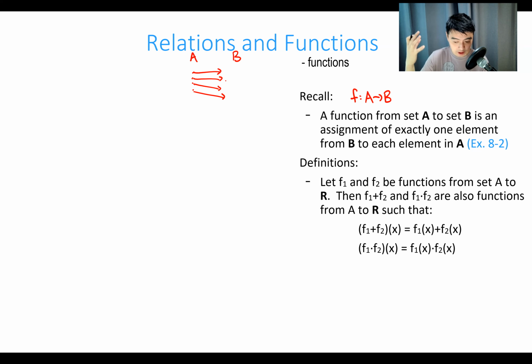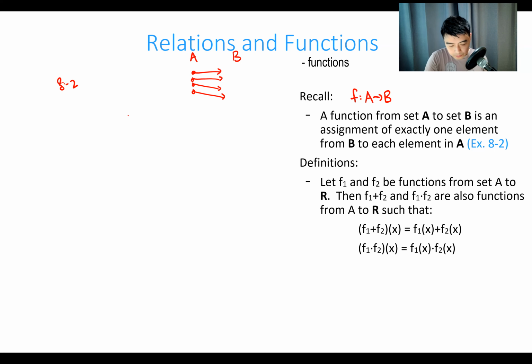Now, of course, the objects in B can be used multiple times, but what you're going to see on the left-hand side here is every element in A has one and only one arrow pointing away from it. That's our definition of a function. And let me just do a little bit of recap. We'll just call this 8-2 maybe.